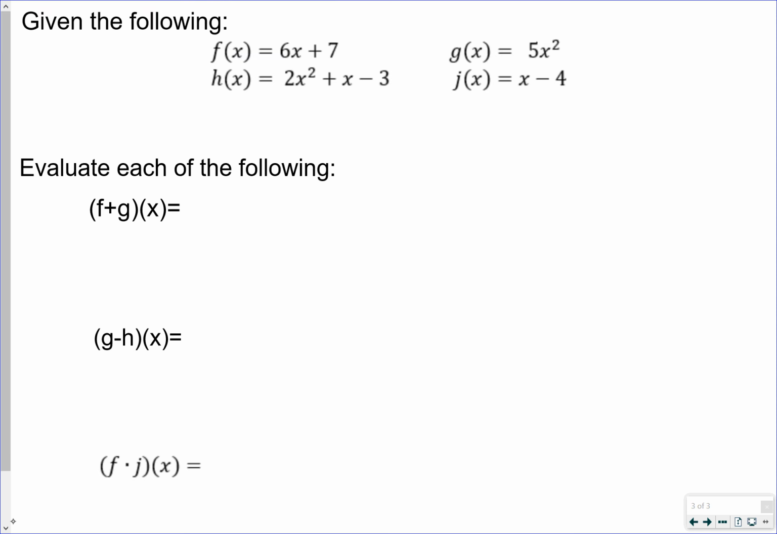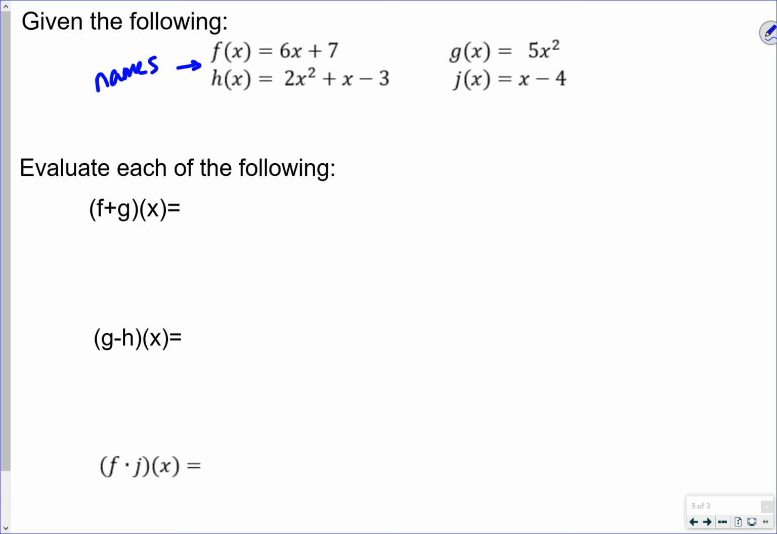Last one. Here I give you 4 functions: f of x, h of x, g of x, and j of x. These are just names. I have named this function f. X is the letter on the inside. That's all that means. If it was f of q, q would be the letter on the inside. If it was f of smiley face, smiley face would be the variable on the inside. They are just the names of your function. So I give you 4 functions, and then I ask you to do these things to them.